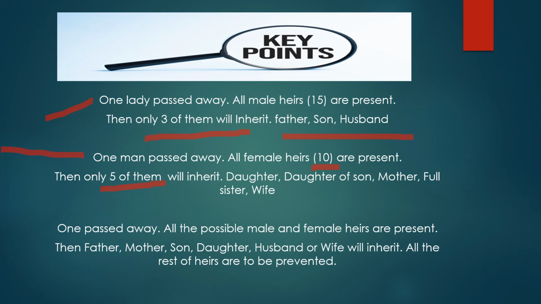And in another case, one person passed away. All the possible male and female heirs are there. Here we discussed only the male, here only the female, and here all together, all of them are there. One passed away, and excluding that dead person, all the other possible male and female heirs are present. Then father, mother, son, daughter, husband, or wife will inherit, and the rest of the heirs will be prevented from inheritance.